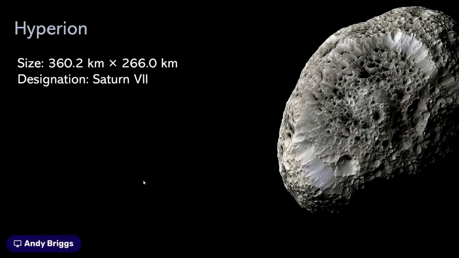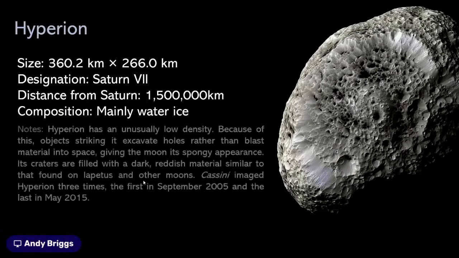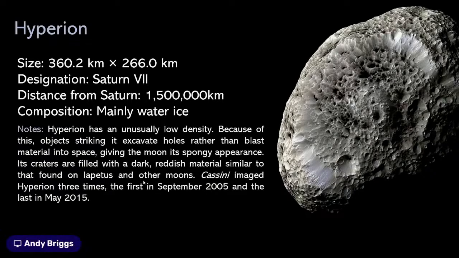In other words, it's the seventh moon from Saturn going outwards. It's actually 1.5 million kilometers away from Saturn. Its composition is mainly water ice with a bit of rock thrown in. And it's got an incredibly low density for a moon of its size.